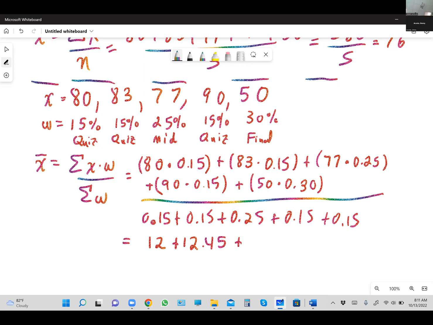Yes? I see what you're looking at, but this is the numerator. This is the denominator. I should have put 0.30. But I meant, sorry, I should have put 1. So thank you.